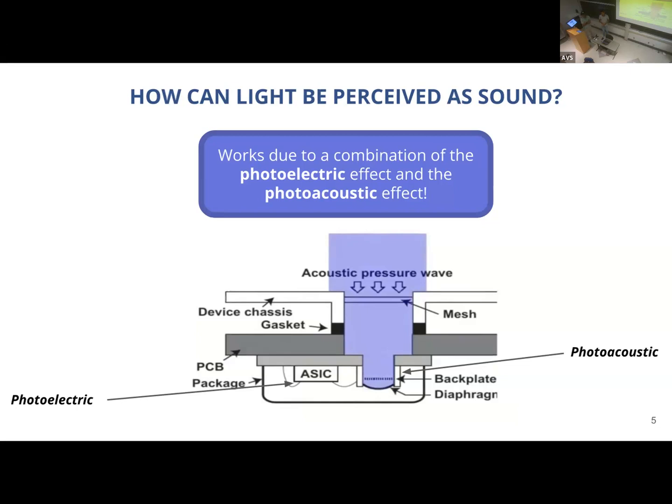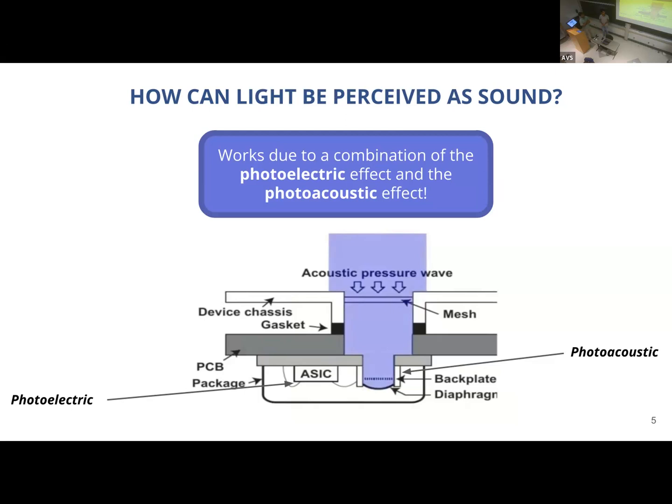The photoacoustic effect is when we have a laser against this part of the pressure sensor, where we have the back plate right there. The laser is focused on this part, called the diaphragm. When the laser hits it, it starts to heat and cool in a wave-type function. That is what actually creates a sound wave that is output as a voltage signal that can be perceived as sound.